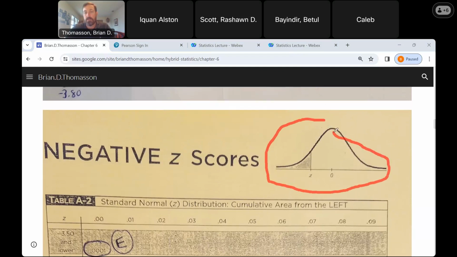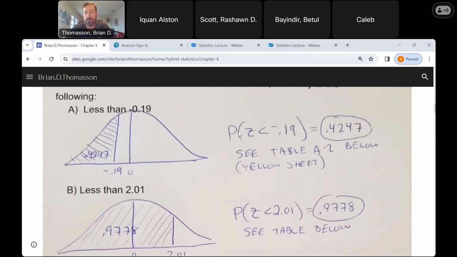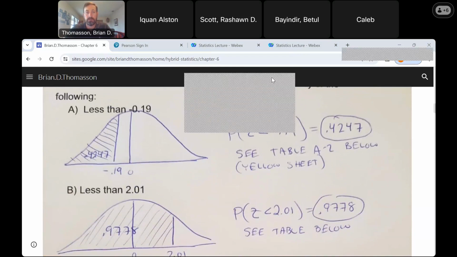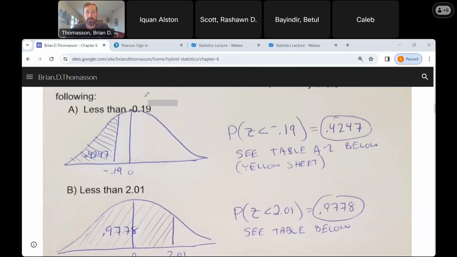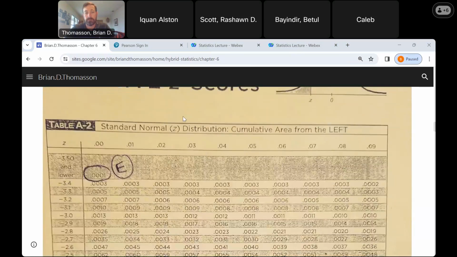Up here in the corner, we have this pretty picture of a normal distribution. Notice that the shaded area is to the left of whatever z value we're given. This table always gives us area to the left, so anytime we look up something on the table, it's going to give us area to the left. What we're looking for in problem A is exactly that: area to the left of less than negative 0.19. We just have to look up negative 0.19 on the table. So let's see how we do that.